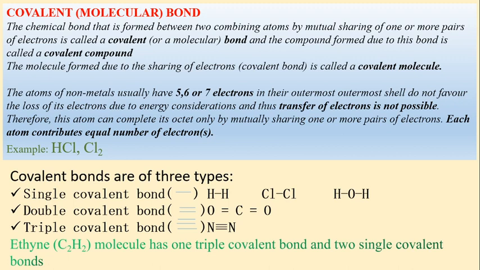Some compounds may be taken as examples for more than one type of bond. For example, ethyne, C2H2. How would the structure be? The two carbon atoms are paired with a triple bond, and each carbon is linked with one hydrogen by a single bond. The other carbon is linked with the other hydrogen, that is a single bond. So the molecule has one triple covalent bond and two single covalent bonds. Okay.